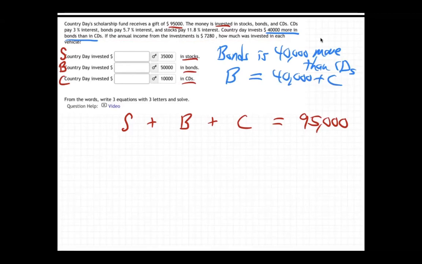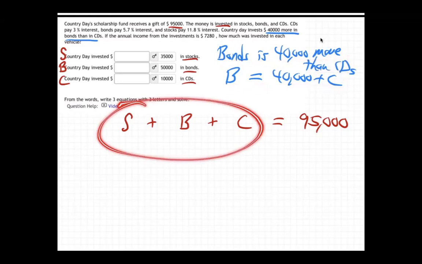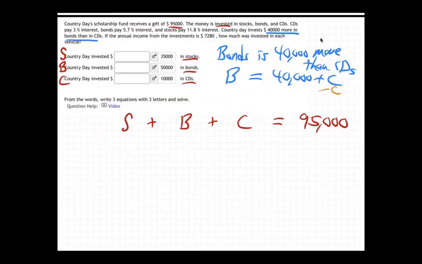That's that second equation, isn't it? You see that right there? That's what they're saying, right? 40,000 more in bonds than CDs. So bonds is 40,000 more than CDs. Bonds is 40,000 added to CDs. Now, we like to have the S, B, and C on the left side and the numbers on the right because I want to use a matrix. So I'm going to take that equation and I'm going to subtract C from both sides.